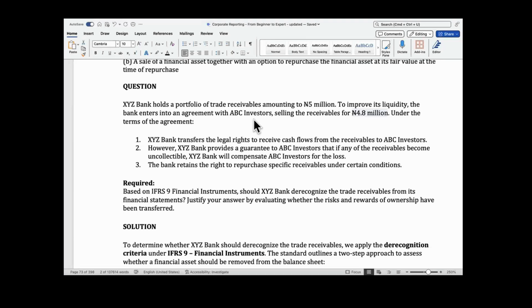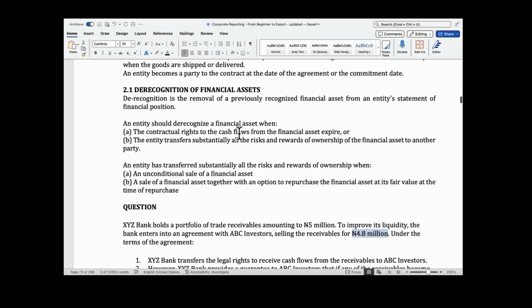It becomes a liability in his books. He will debit bank. He will credit liability. You can call it whatever name. You can call it refundable deposits. It becomes a liability to him. And that is what we are saying.